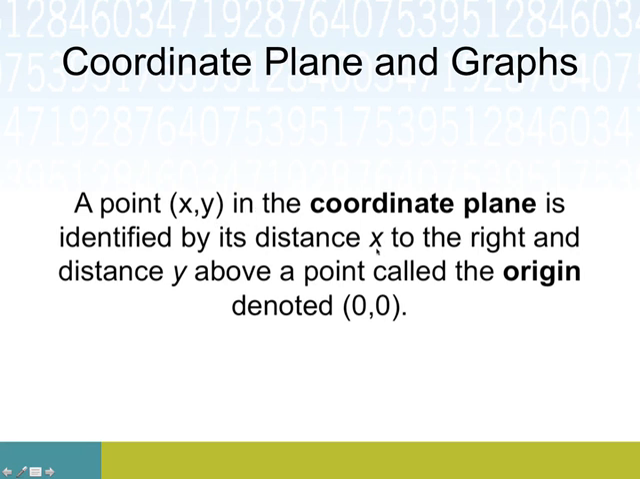So this first component, x, is the distance to the right of this special point, the origin, and the distance up and down, the vertical distance, so above is considered positive and below is considered negative, from this origin is denoted by this distance y. So we call the origin 0, 0, and then anything else is either to the right or above or below and to the left of this point.